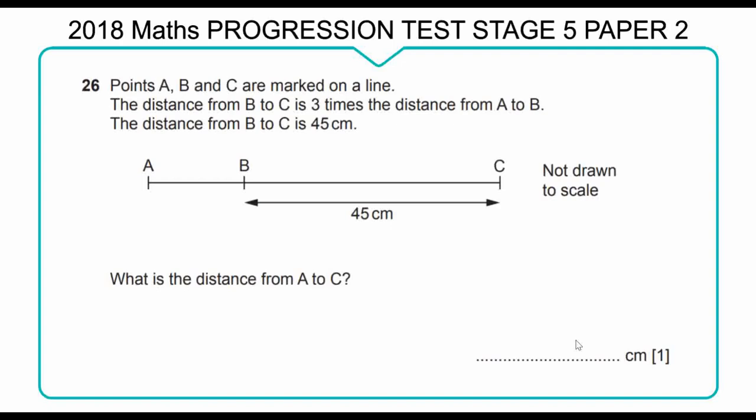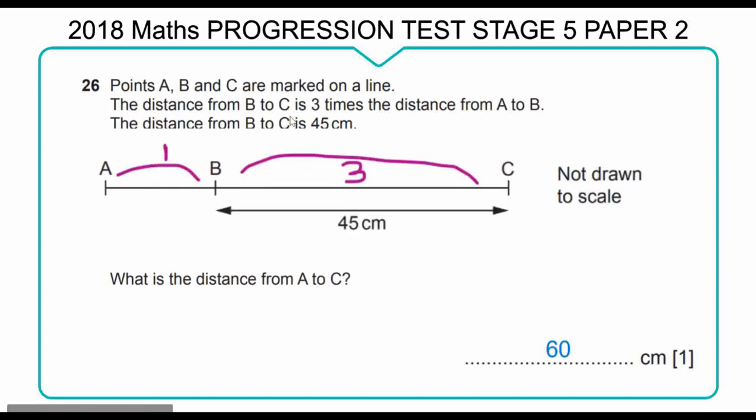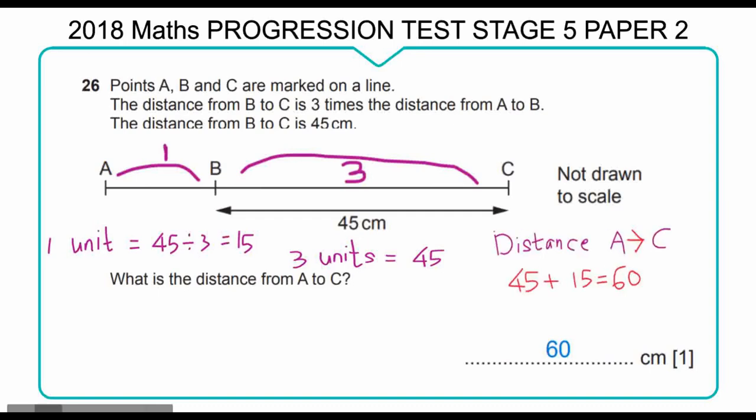And we got the answer. Let's reveal the answer. So it's 60. Here's how it works. 3 times distance of A to B, it means 3 units to 1 unit, it's 45 cm. So we have 3 units equals 45 cm. It means to get 1 unit is 45 divided by 3, which is 15. And to get the distance from A to C, we just have to add 45 plus 15 is 60. Let's move on.